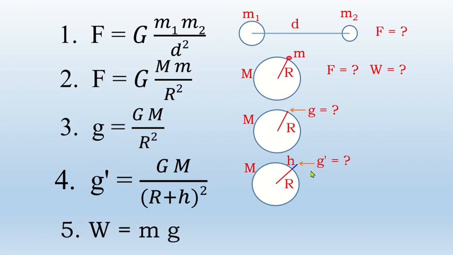Now let's have the fifth one also: W equal to mg. Weight of the body equal to the product of its mass and acceleration due to gravity. If we have the Earth and a body is lying on its surface, its mass is small m, then the force of attraction of the Earth acting on this body is the weight of this body, and this force acts towards the center of the Earth. Weight of the body is the product of its mass and acceleration due to gravity. One by one I want to use each of them.